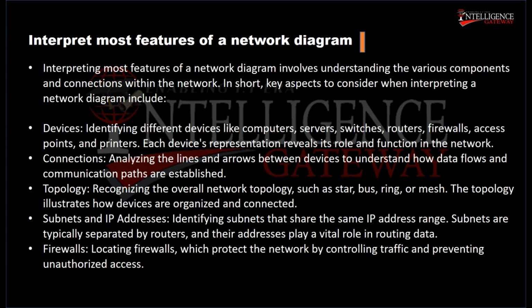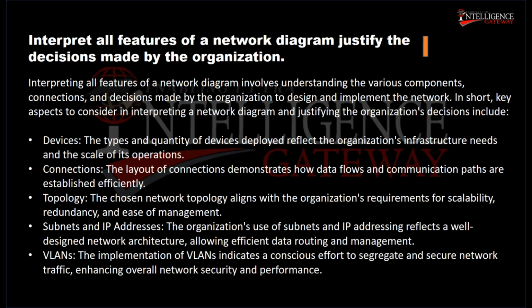Connections. Analyzing the lines and arrows between devices to understand how data flows and communication paths are established. Topology. Recognizing the overall network topology, such as star, bus, ring, or mesh. The topology illustrates how devices are organized and connected. Subnets and IP addresses. Identifying subnets that share the same IP address range. Subnets are typically separated by routers, and their addresses play a vital role in routing data. Firewalls. Locating firewalls, which protect the network by controlling traffic and preventing unauthorized access.